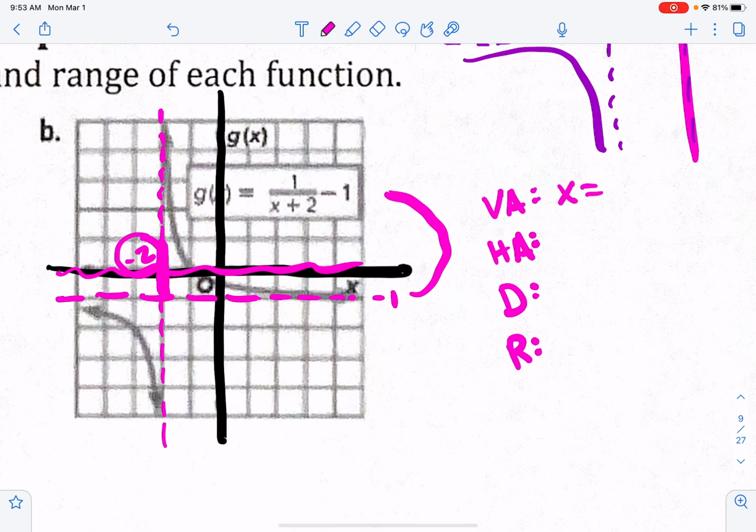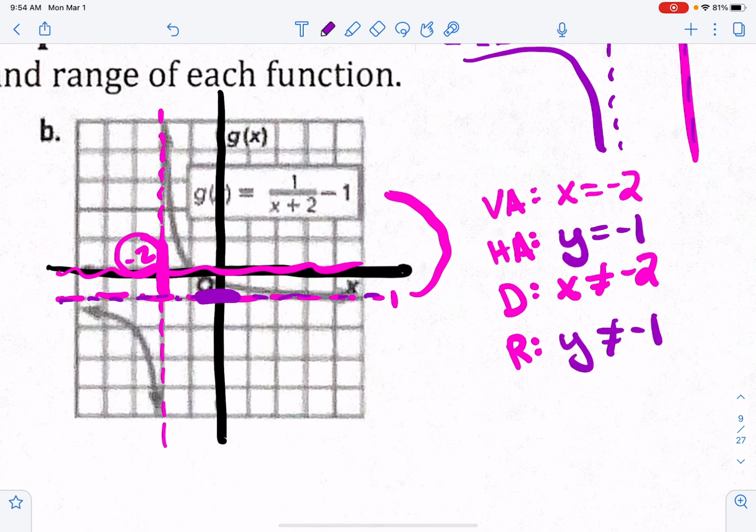So it's x equals -2, which means my domain is x can't be -2, because that vertical asymptote is a line that he doesn't touch. So if x is not touching that, then it's not going to be at -2, okay? The range is the horizontal asymptote, which is this guy here. He's cutting at -1, but he's cutting the y-axis. So y is equal to -1. That means y is not equal to -1 for the range, okay?